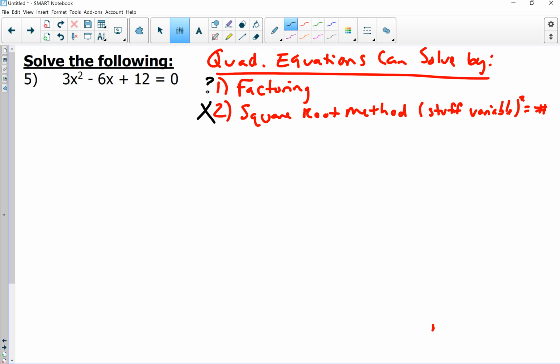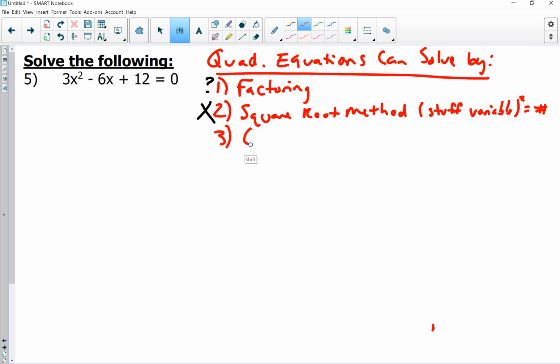So factoring maybe, right? Potentially, we haven't tried it yet. Square root method definitely won't work because although my x is squared, I also have this 6x. So it does not fit our definition of when we can use that. So that would be our second option.